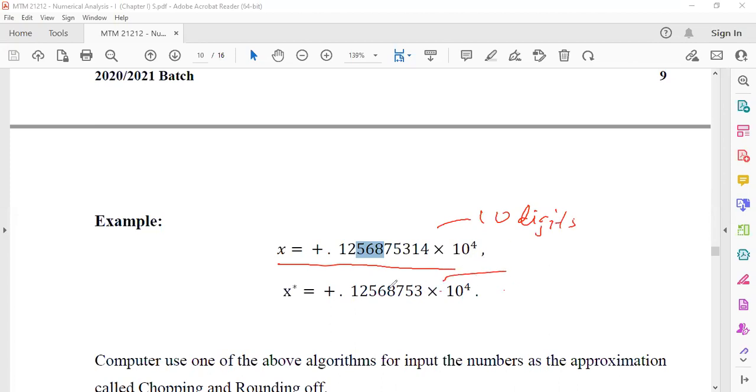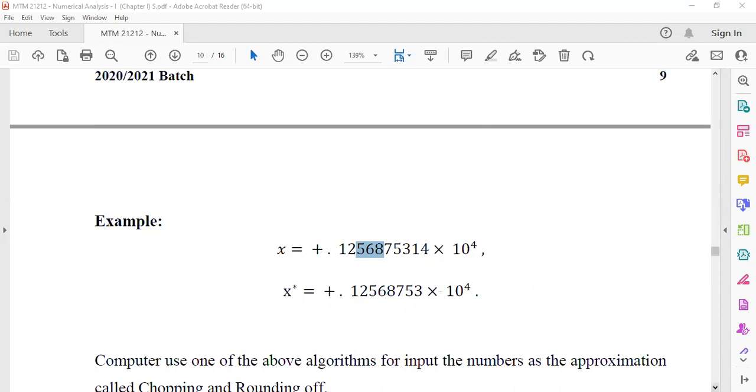So what about this one? 2, 4, 6, 8, only 8 digits. So here we take off this value. Okay, so the computer itself will be giving some approximations. The computer itself cuts the remaining part and gives only the 8 digits. Okay, so this is something we're going to see, what will happen. Let me clear this one.